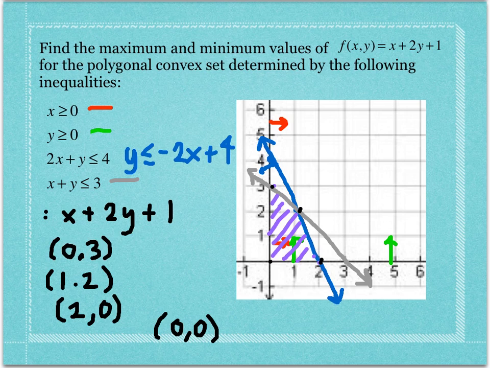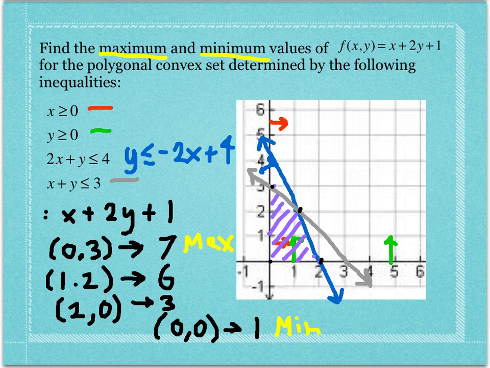If I put these values in for x and y, I'll try to do this fairly quickly. I think I'm going to get 7. I put 0 in for x and 3 in for y, so my total is 7. For (1, 2), my total is 6. For (2, 0), my total is 3. And for (0, 0), my total is 1. Remember, I was looking for maximum and minimum values. The point (0, 3) gives me my maximum, and the point (0, 0) gives me my minimum, which is 1.